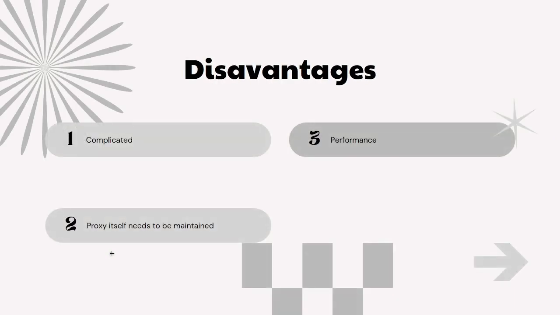However, there are a few downsides to keep in mind as well. First, the code can be more complicated with more layers of indirection. Second, the proxy itself needs to be maintained, adding to overall code complexity. Finally, the proxy may become a performance bottleneck if it does not cache results appropriately.